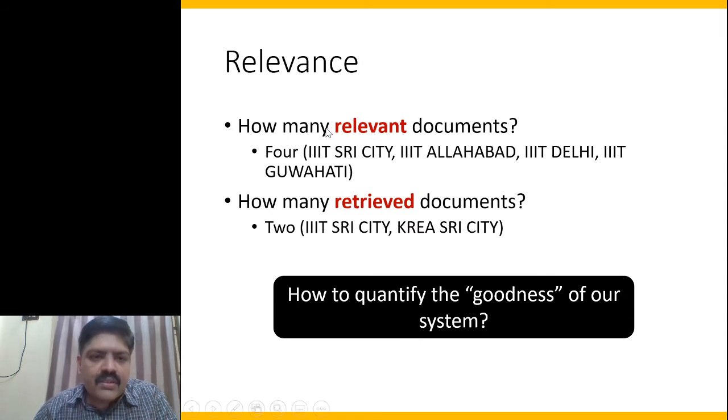Okay, so how many relevant documents exist? As I said, we have four, all of them which have triple IT in them. And how many retrieved documents do we have? We have two of them, so triple IT Sri City and Kriya Sri City, and we don't like Kriya Sri City in our result. So the question now is how to quantify the goodness of our system.